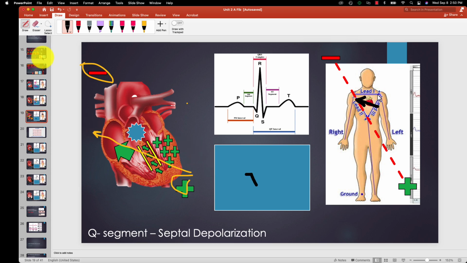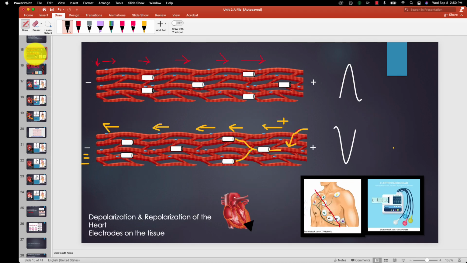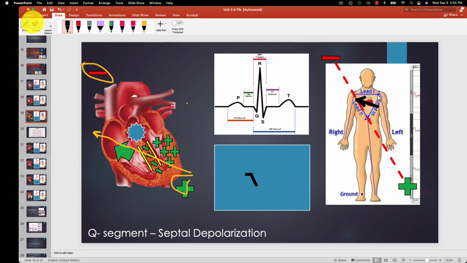Now, why is it going down? Well, let's go back over here and refresh. I told you when a positive charge is moving towards a negative electrode, there's a downward deflection. So that makes sense, right? So we now have our first downward deflection. Our initial deflection is the P wave, right? And we know that's because positive is moving towards positive, right?